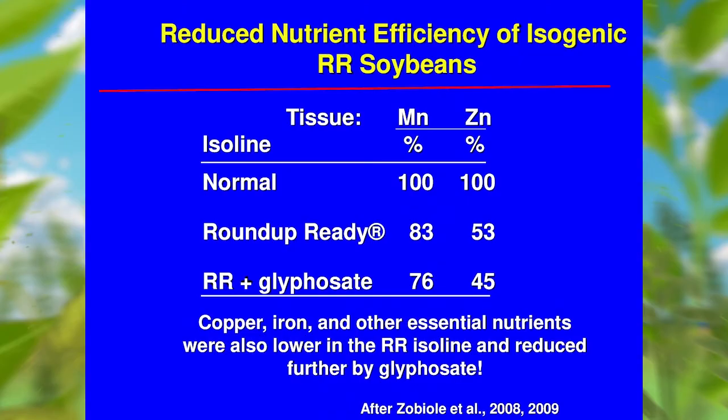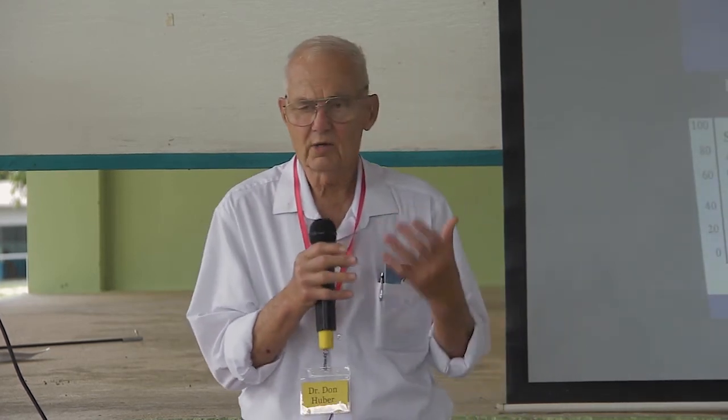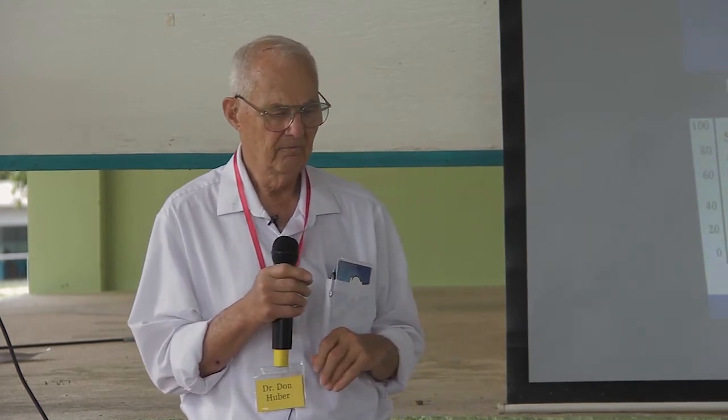Barney Gordon in Kansas showed that it would take 2.5 to 5 pounds of additional manganese sulfate in order to make these plants as yield efficient and quality efficient as its isogenic parent. So we just need to understand what the changes are that occur so we can compensate for those if we're going to use the technology.